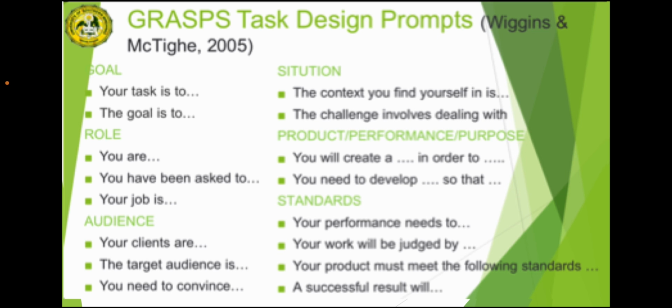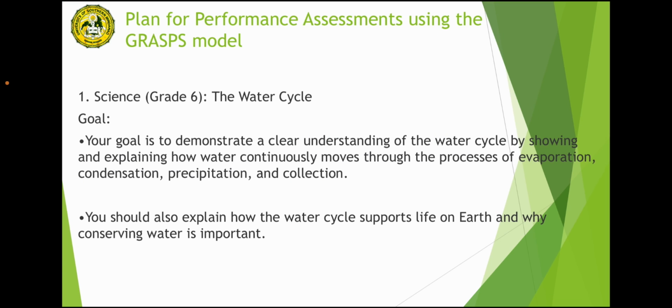So if we're gonna follow this, magkakaroon tayo ng GRASPS na maayos at higit sa lahat, malinaw at tumpak kung paano natin gagawin ang ating mga goals o ang ating GRASPS. So next, this is the planning for performance assessment using the GRASPS model. So here, meron tayo ditong example from grade 6 science. The title is the water cycle.